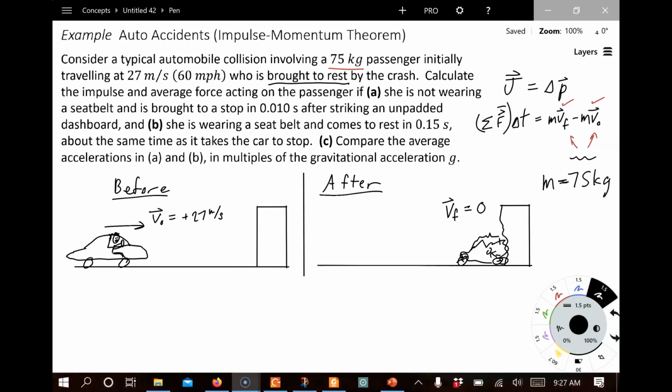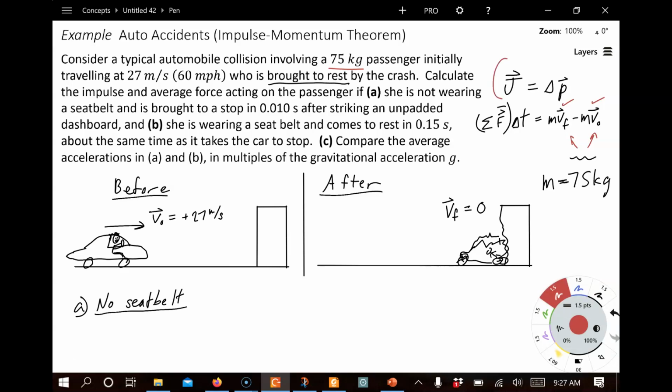All right, so now we need to calculate the impulse and the average force that act on the passenger in two different scenarios. In part A, she is not wearing a seatbelt. And in part B, she is wearing a seatbelt. So let's look at part A. No seatbelt. And in this case, we're going to calculate the impulse. Remember, impulse again is given by J, and it's equal to the change in momentum. And for the change in momentum, delta p, we can plug in p final minus p initial and put in mv for the momentum. So we can write the impulse like this.